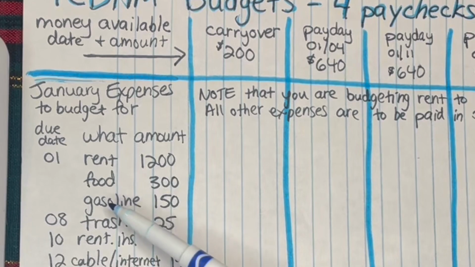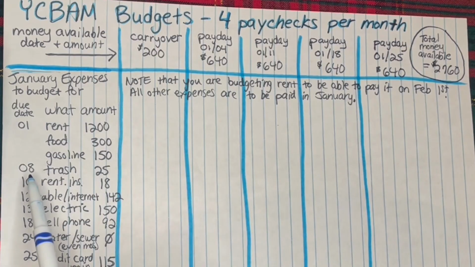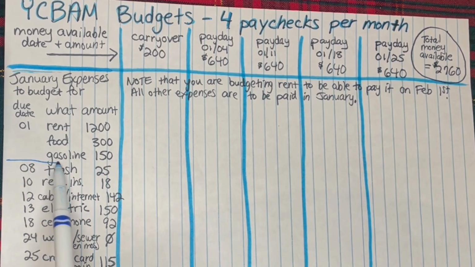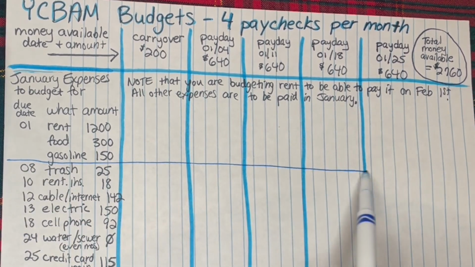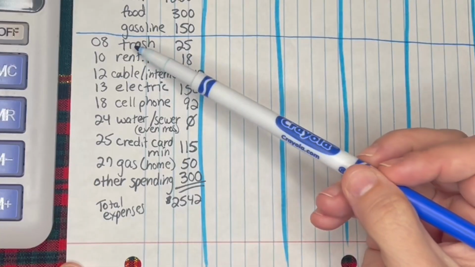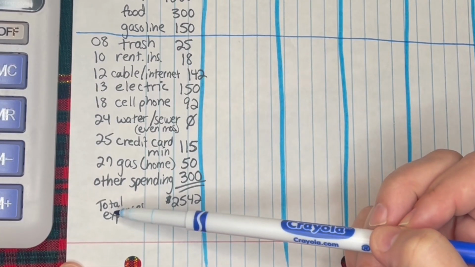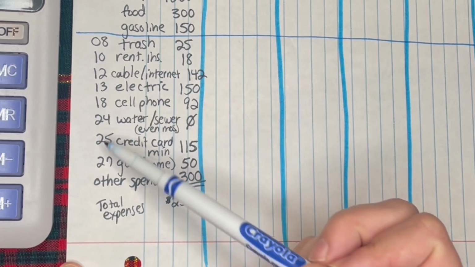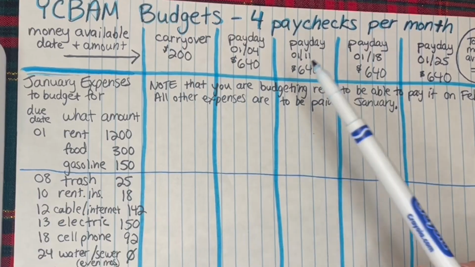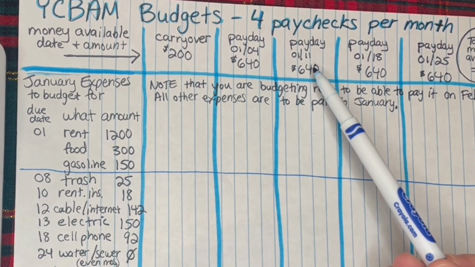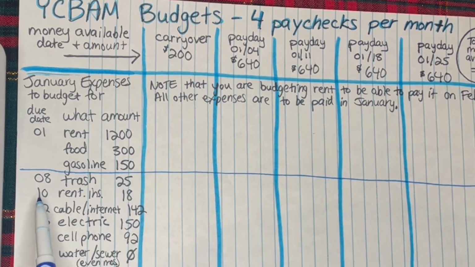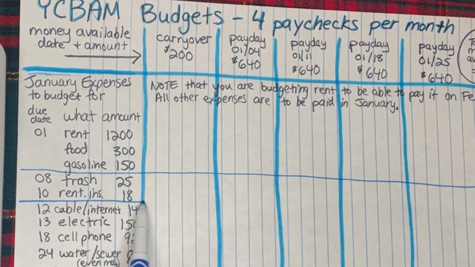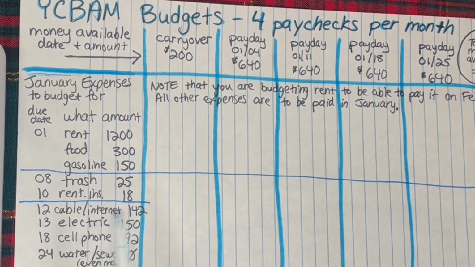We want the food and gasoline at the beginning of the month. Trash is due on the 8th. So if we get paid on the 4th, we're going to draw our line across here. These expenses all occur after the 4th of January, so we can use that January 4th paycheck to pay for any of these expenses. And the next paycheck we get is on the 11th. So we have an expense on the 10th. Here would be a paycheck on the 11th. And then another expense on the 12th.